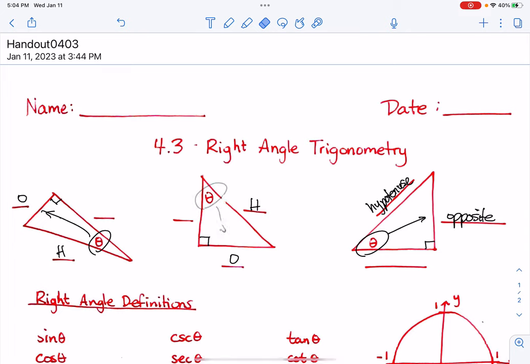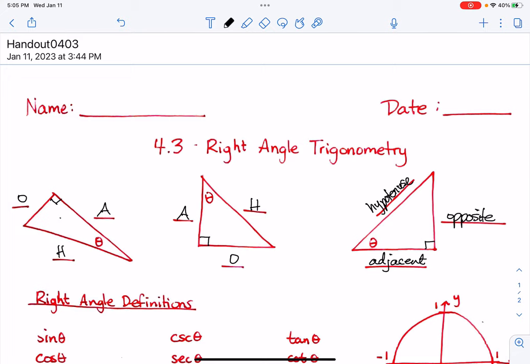And then last but not least, right, we have that third side. That third side is what we call the adjacent side. Adjacent essentially just means next to, right? So this is the side that is next to our angle. So I'll label that with an A, an A.